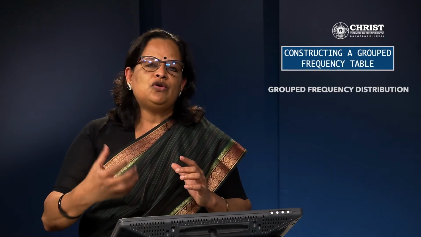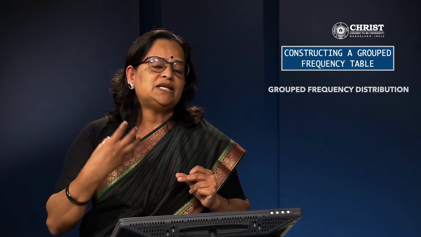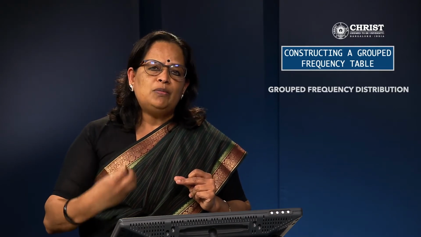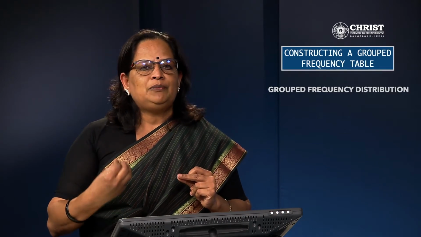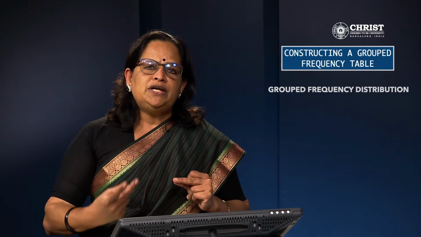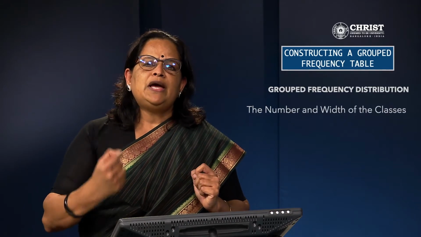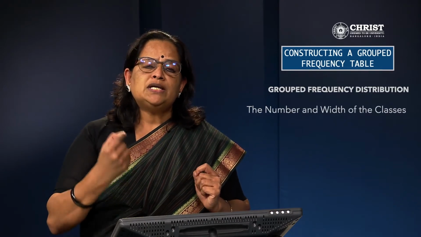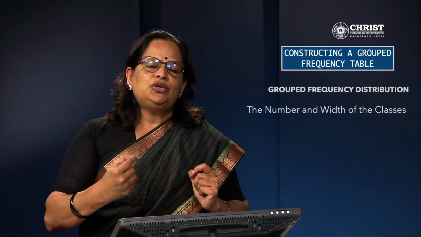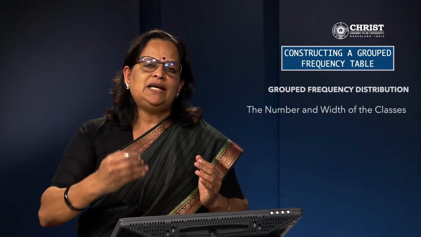Now, how will we form this group frequency distribution? There are certain rules and standards we use in formulating a group frequency table. This is what we are going to learn in this module. Two important decisions are to be taken for forming a group frequency distribution. First one is the number and width of classes. How many classes should be there? You will come to know that 4 to 20 is the standard. I am going to establish that later.